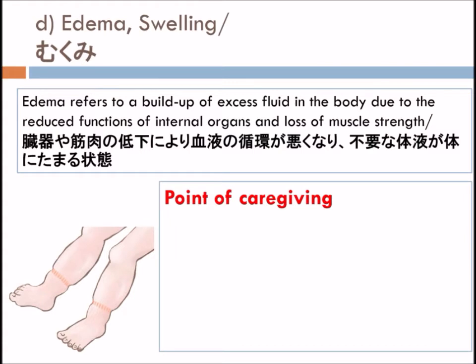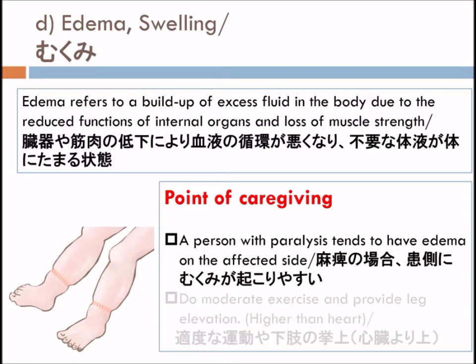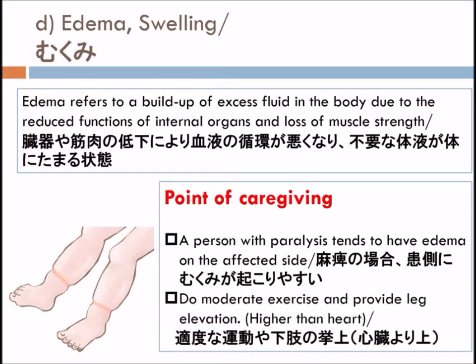Point of caregiving. A person with paralysis tends to have edema on the affected side. Do moderate exercise and provide leg elevation higher than the heart. If the user has a disease causing the edema, have him or her receive medical treatment.